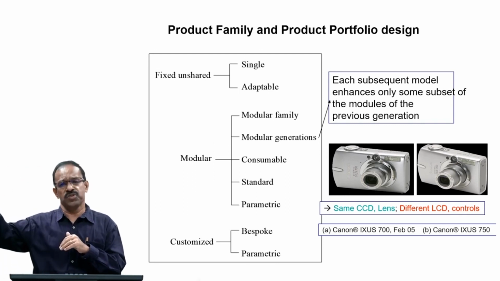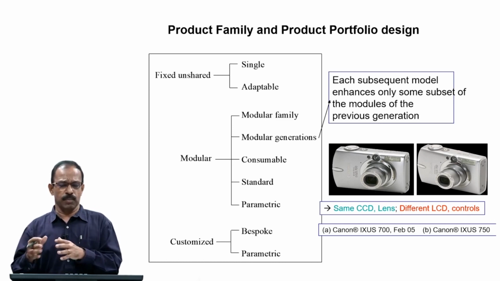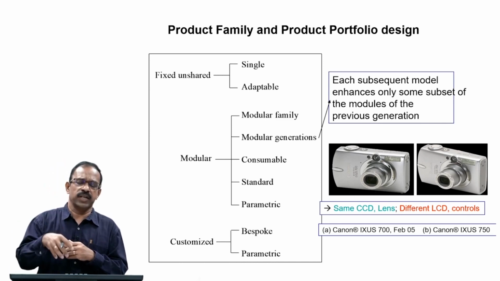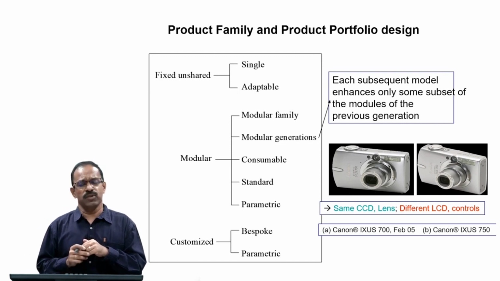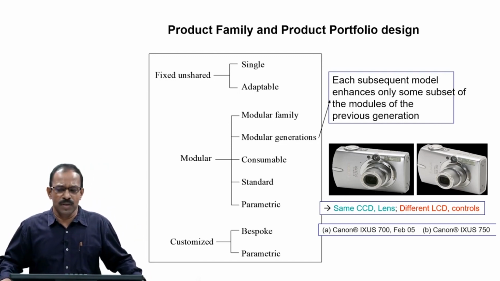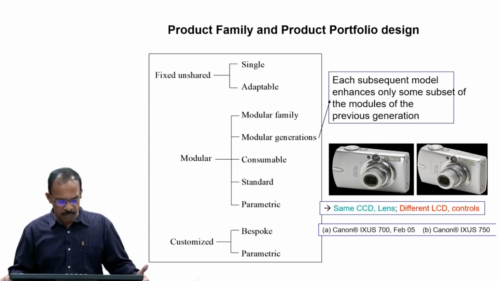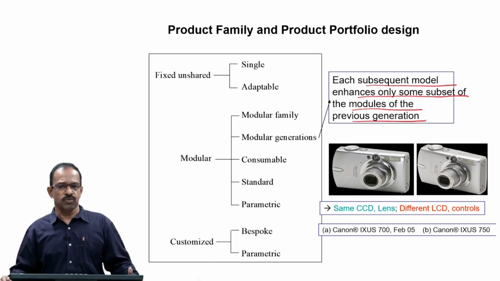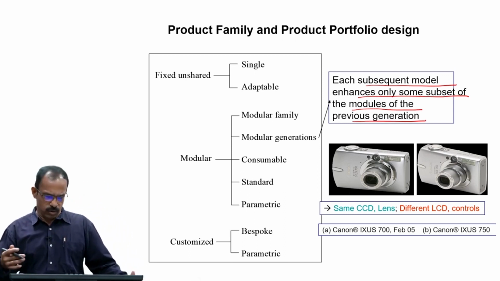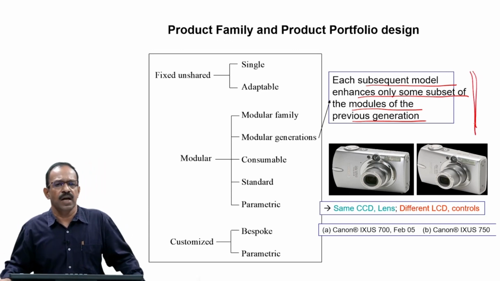So, by looking at what is going to change in the future, you make that a module and then make sure that if you want to offer a new product in the market, you can change this module and insert a new module and then bring it as a product, so that customers will be happy at that point of time. That is what happens in most of the electronic products, because if they offer a product today in the market, after 1 year people will be looking for better features in the product. So, you can see each subsequent model enhances only some subset of the modules of the previous generation. Some modules in the previous generation will be modified to meet the customer requirements of the current generation. That is known as the modular generation architecture.